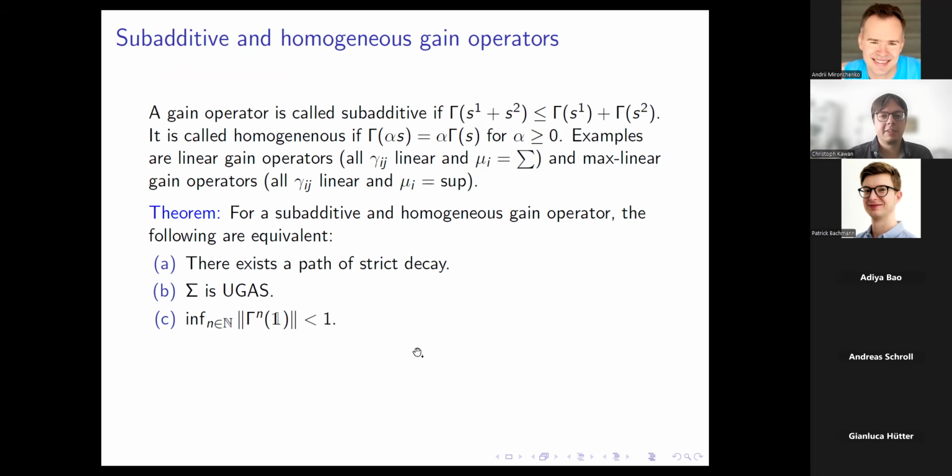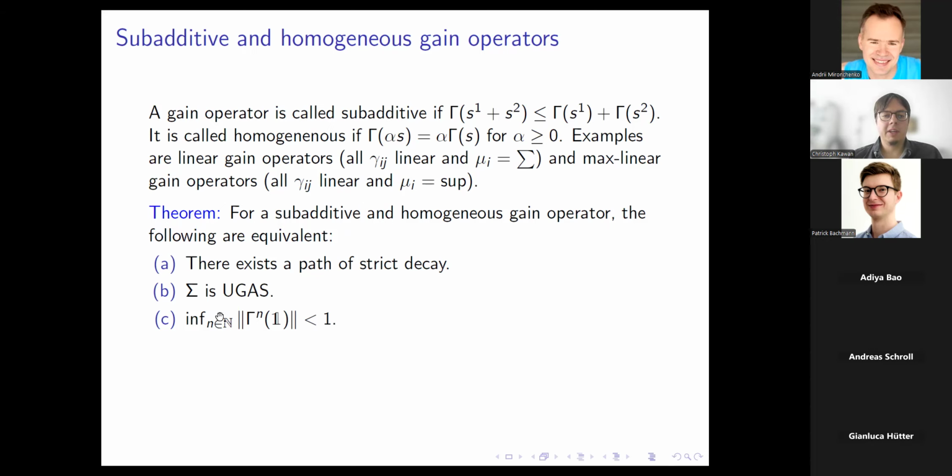I'm going to the next class of operators. So this is subadditive and homogeneous gain operators. So gain operators which satisfy an inequality like that, and some equation like this. So if we take a scalar alpha, we can put it outside, right? Examples are linear gain operators when all the gamma ij's are linear and the monotone aggregation functions are the sums of the components, and also max linear operators where the gamma i are again linear and mu i is the supremum for every i. Then we also have a characterization.